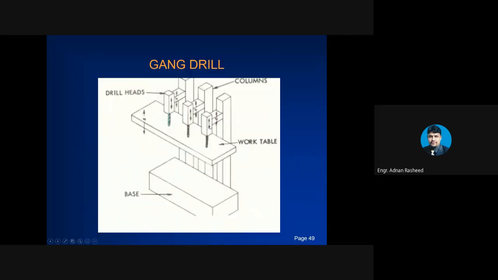Now we have gang drilling. We have a drill machine in which a series of drill heads are available, and if you have multiple drilling operations ranging from smaller holes to larger holes, instead of going to a separate machine, you can pass the work along in a row in order to achieve your desired working. So that is the example of gang drilling.